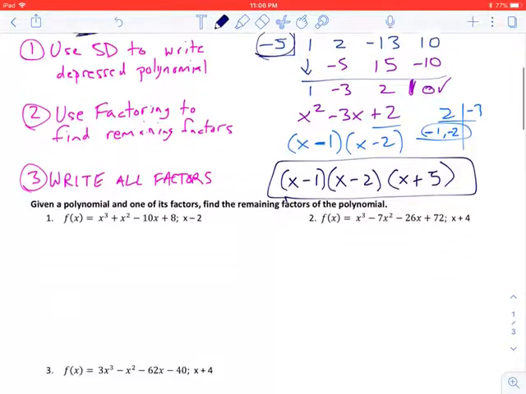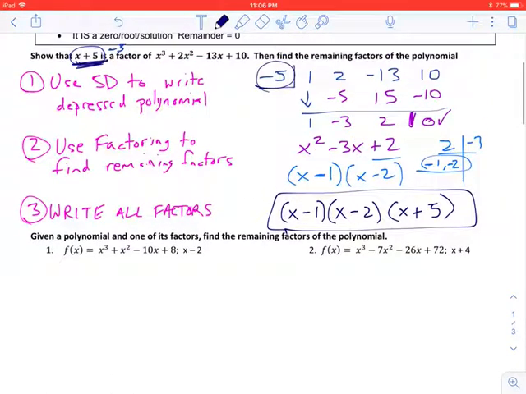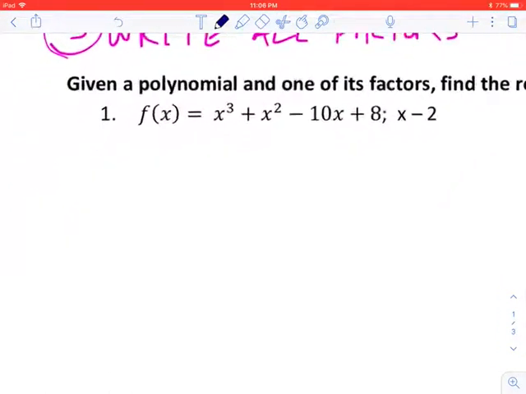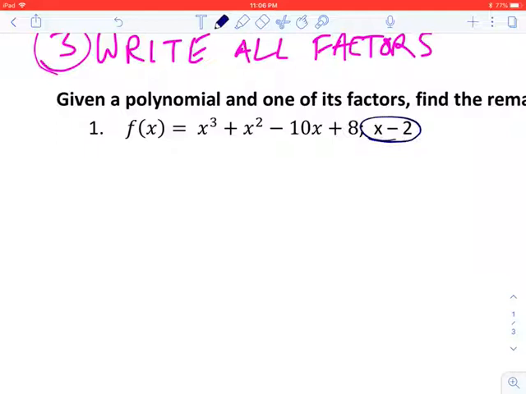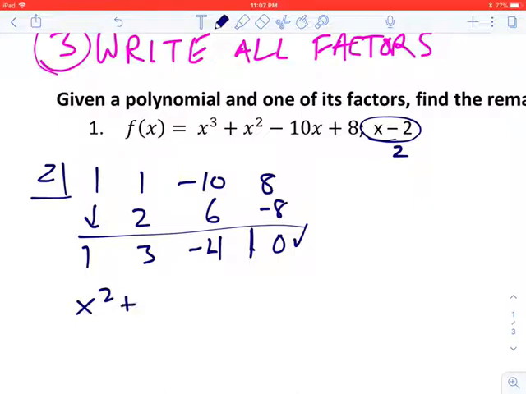Okay, so that's what we're doing. Going to take the factor they give us, use synthetic division, and then find the remaining factors, so what's left. So here I've got +2, so 2, I've got 1, 1, -10, and 8. And we're ready to go. So 1 times 2 is 2, that's 3. 3 times 2 is 6, that's -4. -4 times 2, that's -8. So it checks out. And that gives me 1x squared plus 3x minus 4.